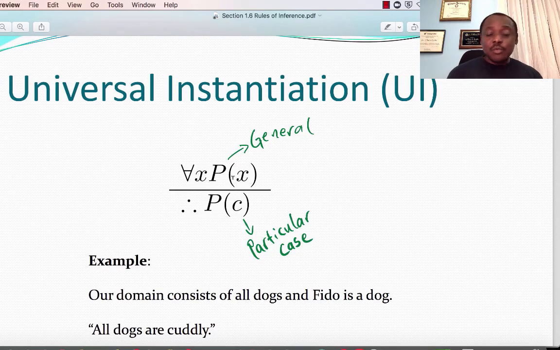Peter is in your class. What does that mean about Peter? Peter likes discrete math, period. So don't bother much about UI or universal instantiation. What I need you to remember, because we shall use this in proofs, is that if you are given for every X, P of X, that means P of C is going to be true for any particular C.